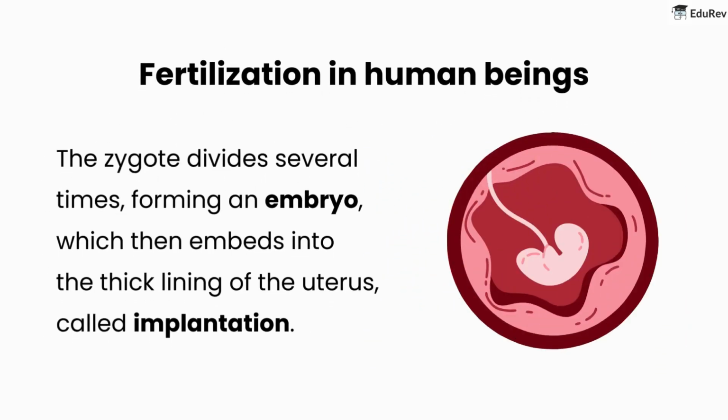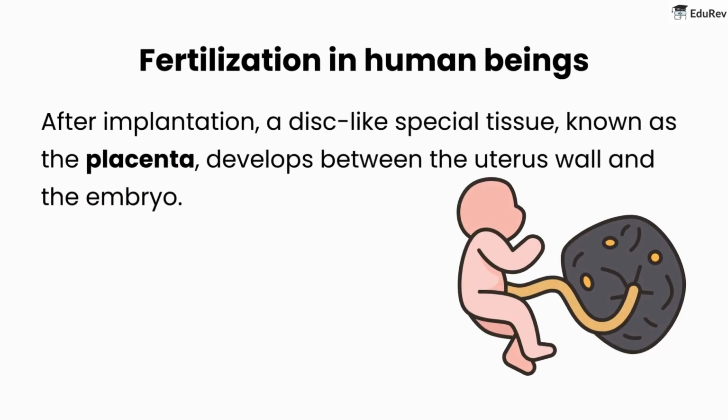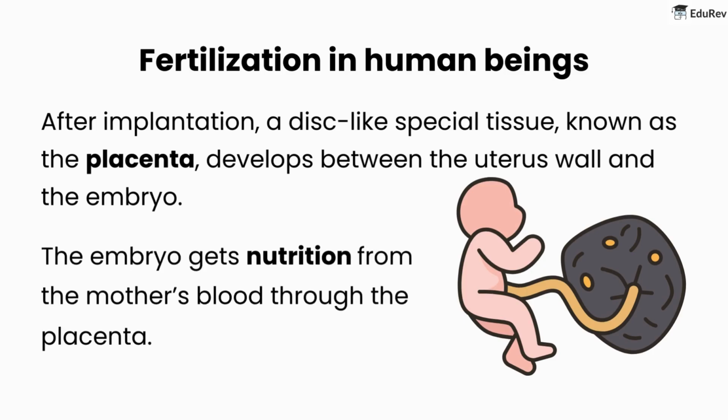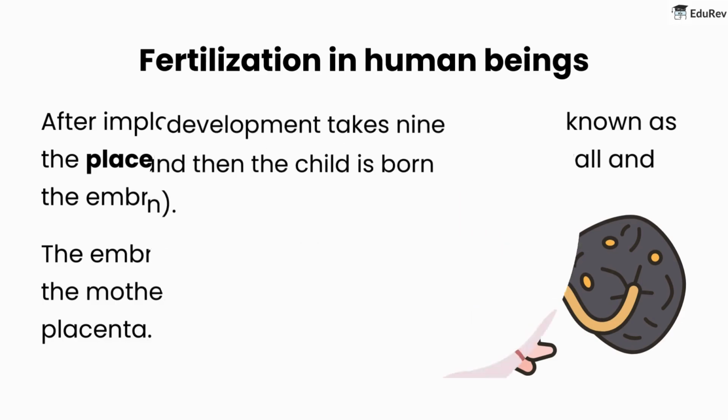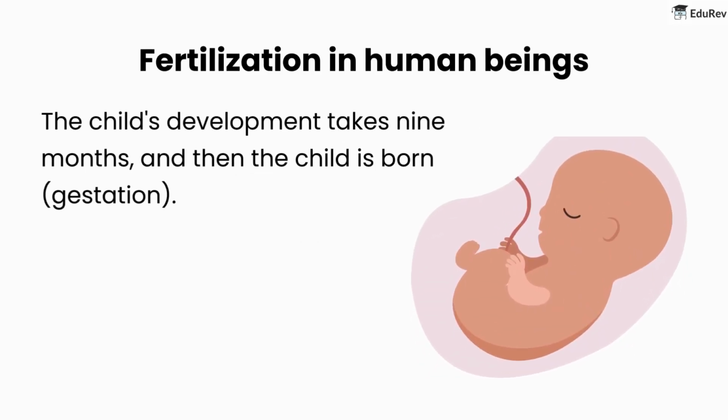The zygote divides several times, forming an embryo, which then embeds into the thick lining of the uterus, called implantation. After implantation, a disc-like special tissue, known as the placenta, develops between the uterus wall and the embryo. The embryo gets nutrition from the mother's blood through the placenta. The child's development takes 9 months, and then the child is born.